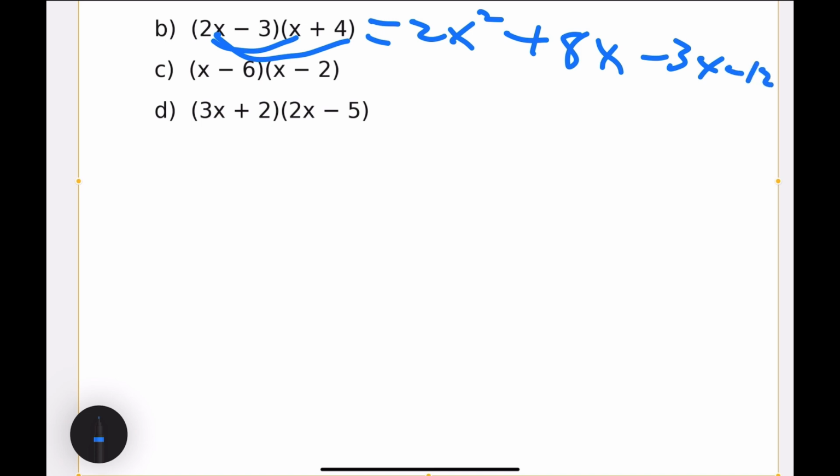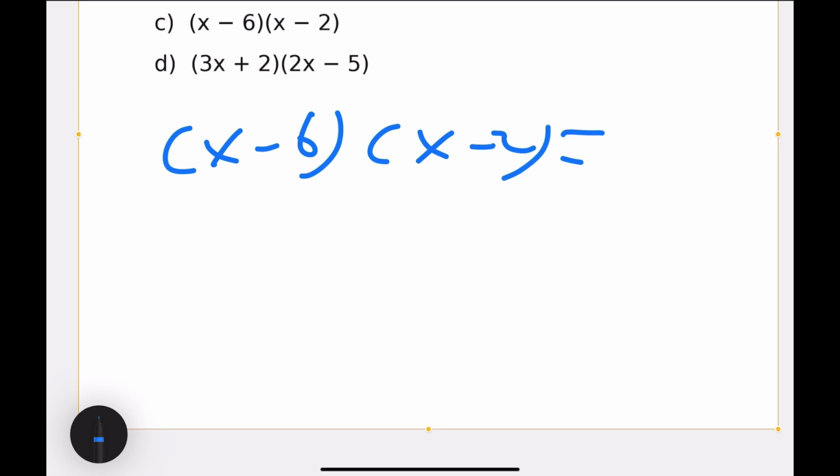Again, we can simplify it, so it becomes 2x squared plus 5x, as 8 minus 3 is 5, and then minus 12. So the final answer would be 2x squared plus 5x minus 12. Okay, part C. So we have (x - 6) and (x - 2).